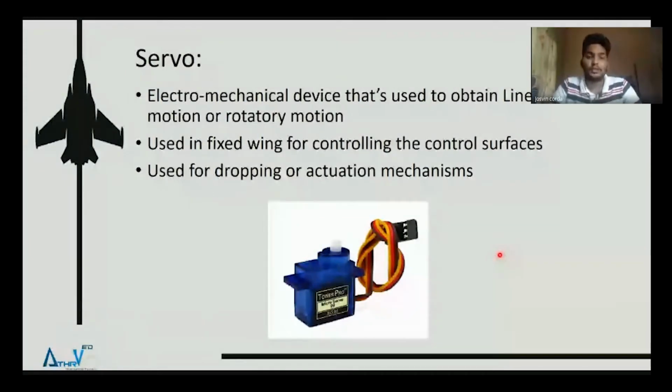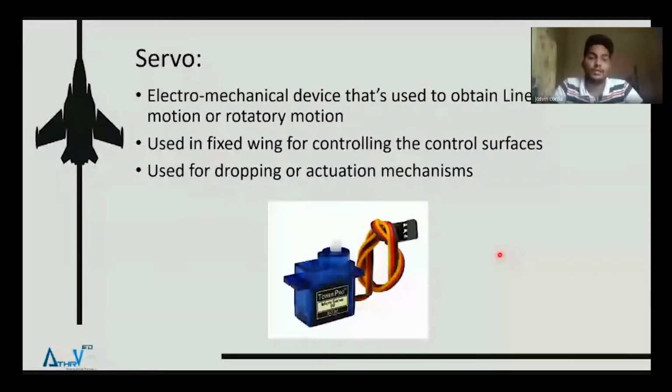It is used in fixed wing for controlling the control surfaces. Control surfaces are the ones that enable a pilot to roll, pitch, or yaw the aircraft. This is in fixed wings. In multirotors, this is done by variation of the RPM of each of the motors.